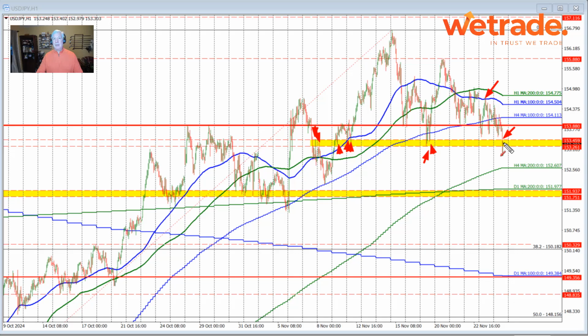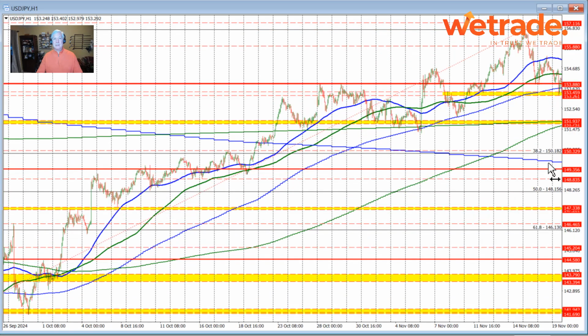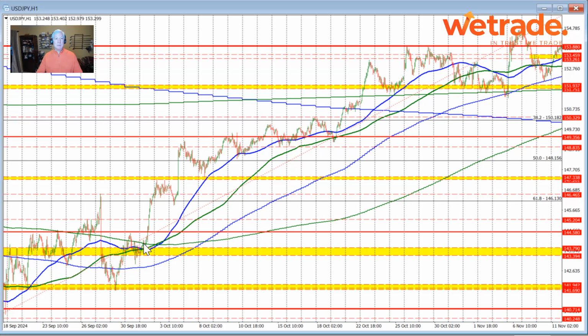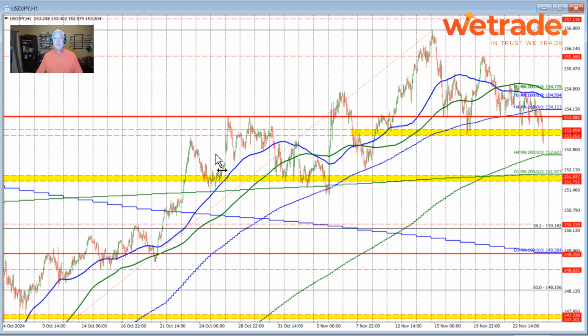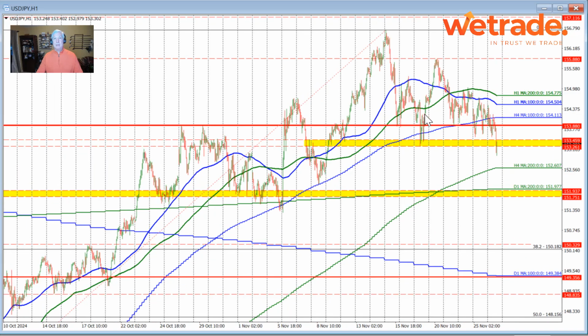If they can, that would keep the sellers more in control, with a look toward the 200-bar moving average on the 4-hour chart. You probably have to go back a long way to see the price last below that moving average, all the way back to this day right here, which is October 2nd. So that would be a key retracement level to get to and through if the sellers are to take more control.